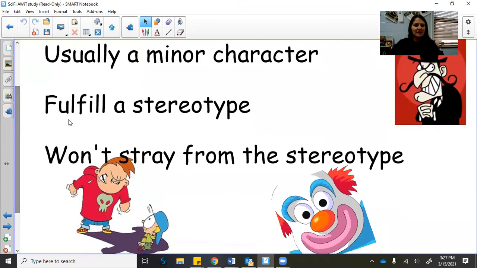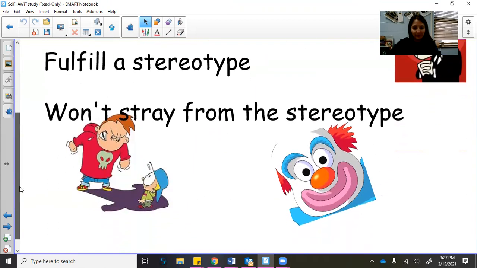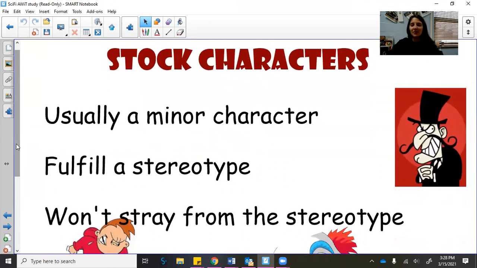It says they fulfill a stereotype and won't stray from the stereotype. Maybe a clown, they have an example here. The clown is super creepy, and that might fulfill a stereotype. Or the bully is going to be way bigger and meaner than the other characters. We'll definitely talk more about this, and it'll be more obvious in A Wrinkle in Time who those stock characters are. I think a lot of times too, with stock characters, like antagonists or the bad guy in the story, a lot of times they will fulfill that stereotype.